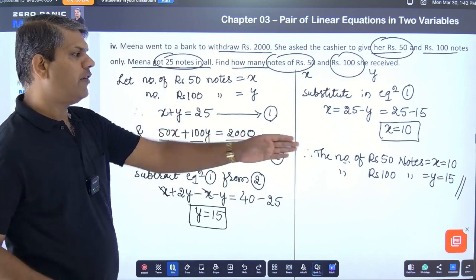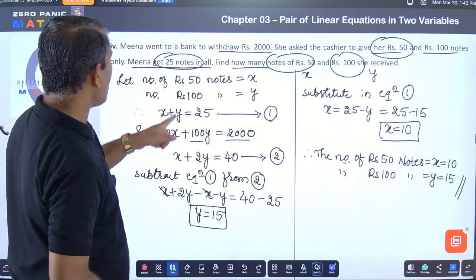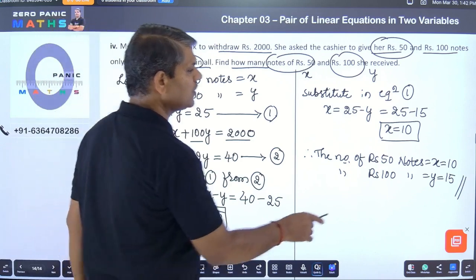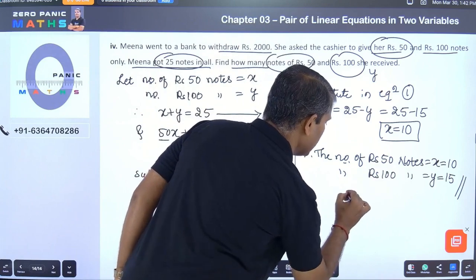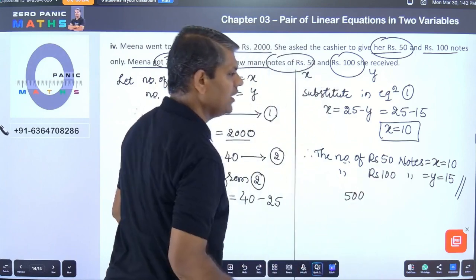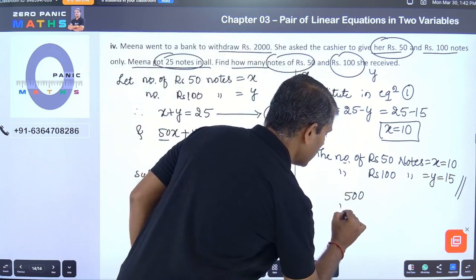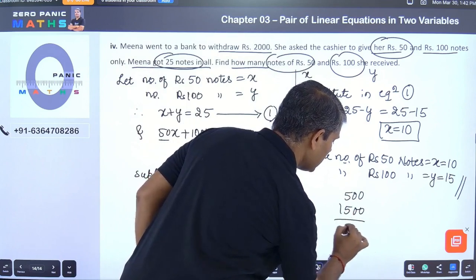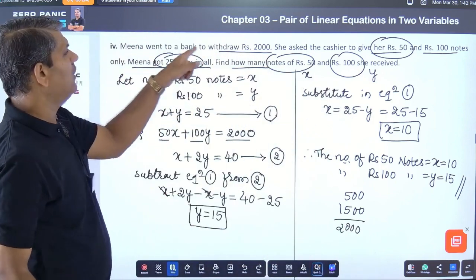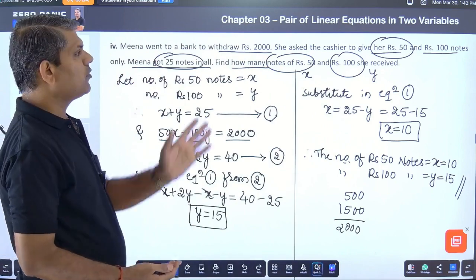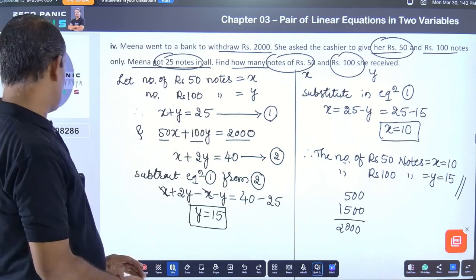You can verify that also. The number of 50 notes is 10. 10 into 50 is 500, right? And 15 notes are of 100. 15 into 100 is 1500. Does it give me 2000? And that is the value that Meena wanted from the bank. So this is the solution for this problem.